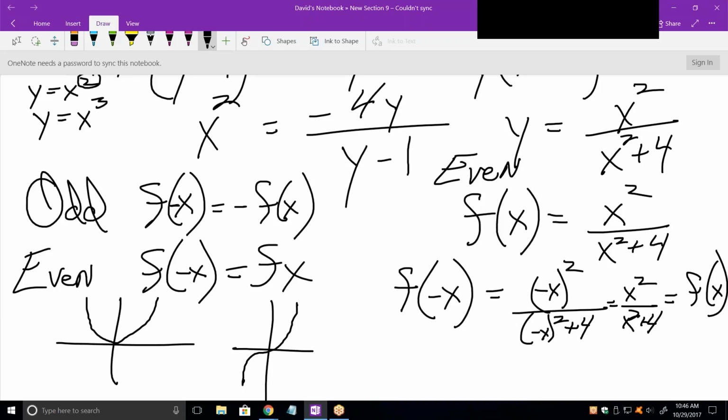Now, if I'm trying to determine symmetry about the x-axis, something that maybe looks like this, notice one thing, that is not a function. Right. If you do not have a function, you do not have symmetry about the x-axis.